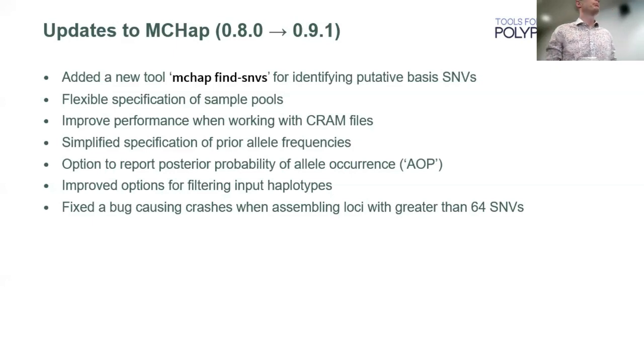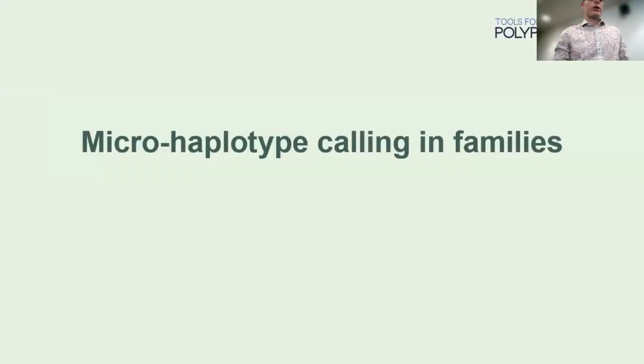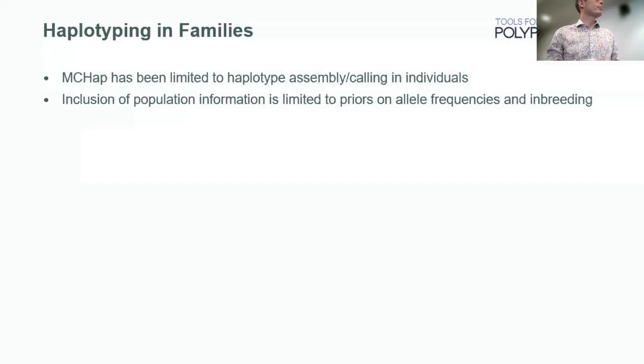So originally, when I built this tool, I was working primarily with BAM files. When I moved to CRAM files, I had some performance issues. So that's been taken care of now. And there's a number of other small fixes and improvements there. So onto the meat of the talk, which is microhaplotyping in families.